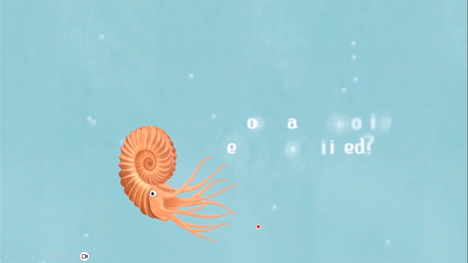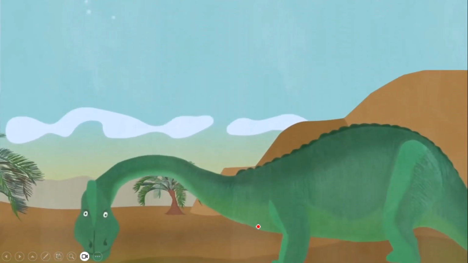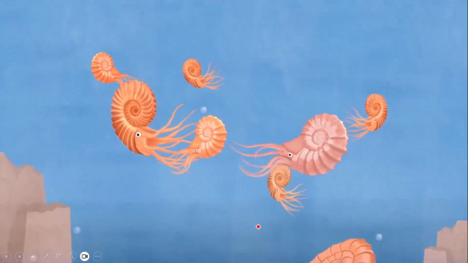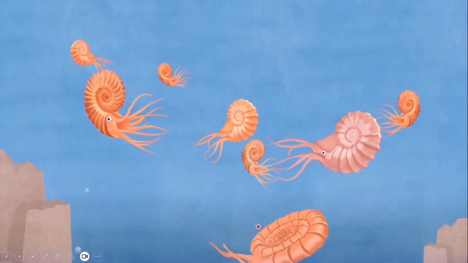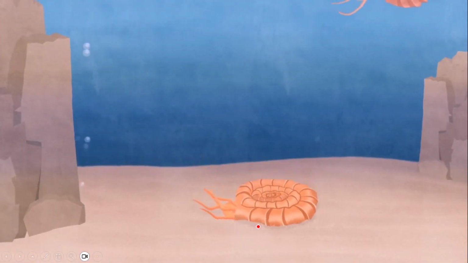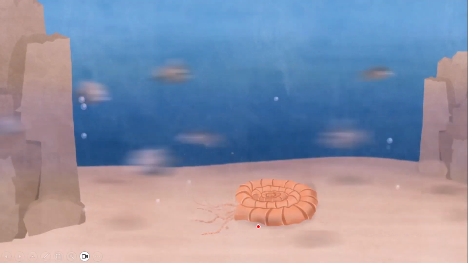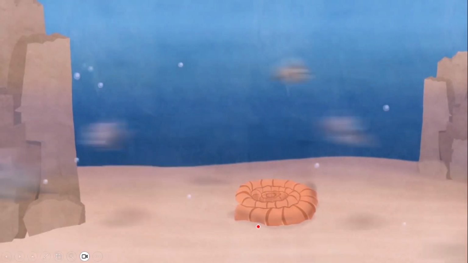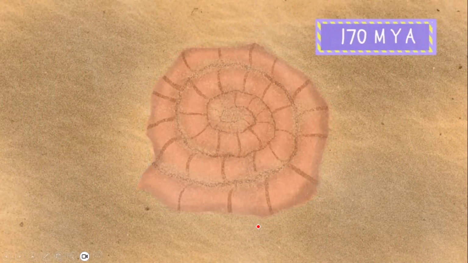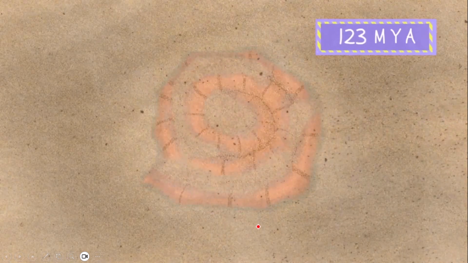How does an ammonite become fossilized? Well, around 150 to 200 million years ago, in the Jurassic period when dinosaurs roamed the Earth, these shelled, squid-like creatures were plentiful in oceans. For some reason, this particular ammonite died. Its shell ended up on the seabed, and the soft, squishy parts of the ammonite were either eaten or broke down over time. The shell was then covered in silt or sand, which protected it from damage, and gradually the ammonite shell was buried.